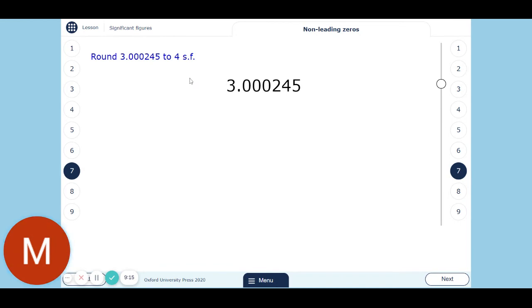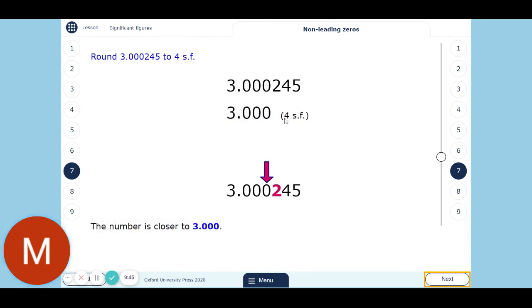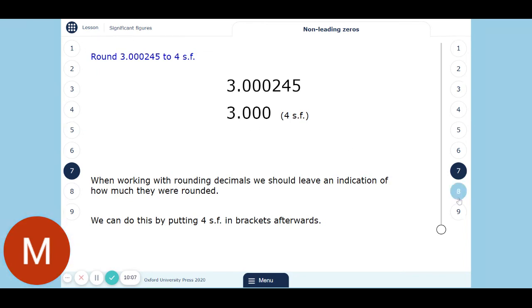Next, so four significant figures. Let's have a look at how to do this one. So if we move the arrow over the fourth significant figure, first, second, third, fourth. Because this is a 2, we don't round up, we round down. So we're going to forget about these decimal parts. It's closer to 3.000. And it seems really silly to put in all those zeros when it's just 3. But again, four significant figures, 1, 2, 3, 4 numbers in our answer. You can put 4 significant figures in brackets and it shows that fact as well. If you just put down 3, it might look like you've just guessed rather than done anything accurate.